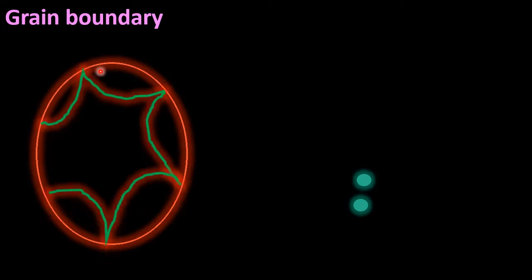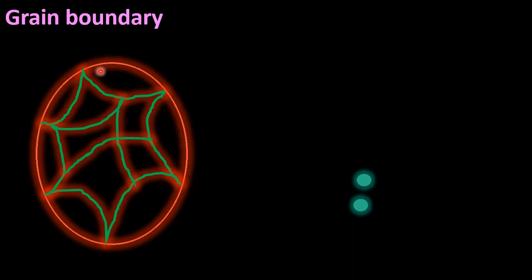Another crystal defect or interfacial defect is the grain boundary. Most of the crystalline solids are composed of a collection of many small grains like these ones. Such materials are termed polycrystalline materials, that is, composed of a large number of grains.